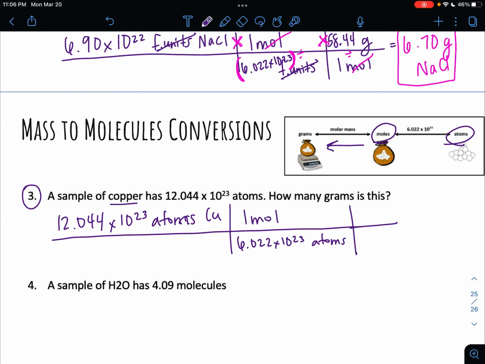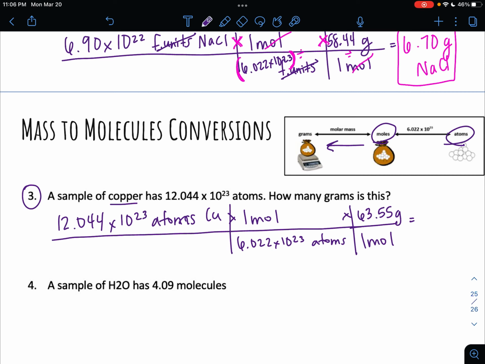So now I'm ready to go to grams of copper. If I have a mole on the top, I want a mole on the bottom. And then copper has a mass of 63.55. So now I can multiply the top, divide by the bottom. Don't forget to use your parentheses.